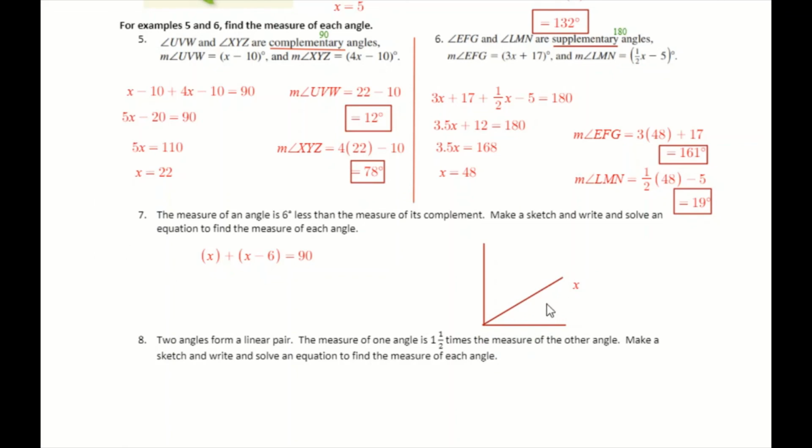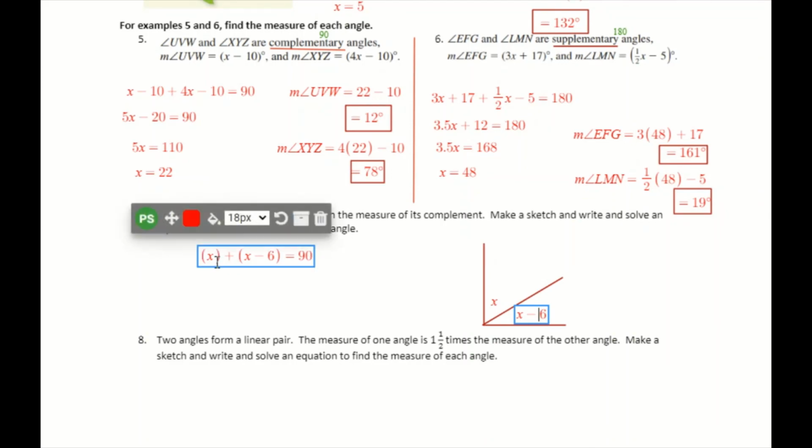And so my x is going to be the bigger one. So I'll say this is x, and I'll say this one down here is x minus 6. And so we know they add up to 90 because they're going to make a right angle here. That's not a minus. There we go. Okay, so they add up to 90, and now to find the measure of each angle.